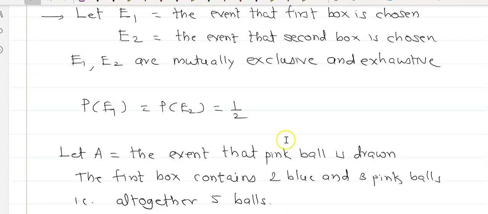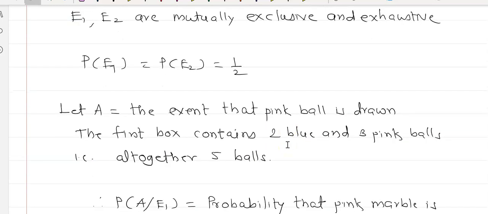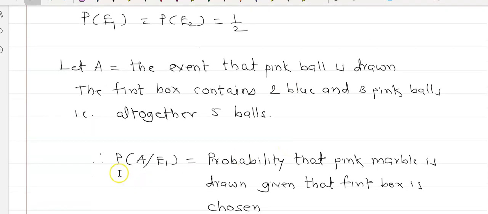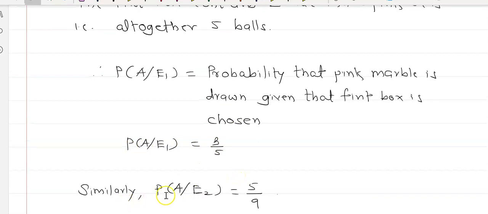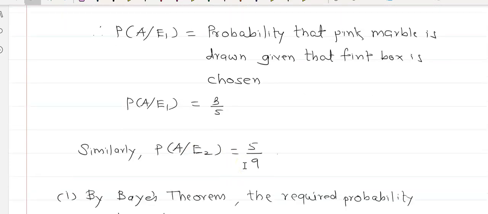Let A be the event that the ball drawn is pink. The first box contains 2 blue and 3 pink balls, altogether 5 balls. Therefore, the probability of A conditional E1, that is the probability that a pink ball is drawn given that the first box is chosen, is 3 by 5. And similarly, the probability of A conditional E2 is 5 by 9.